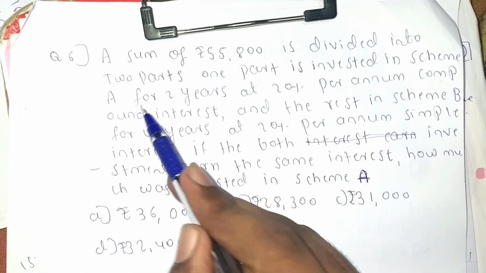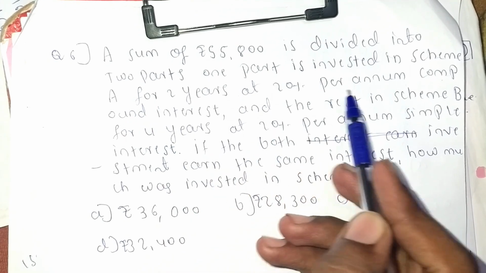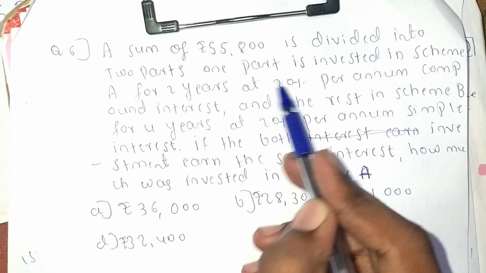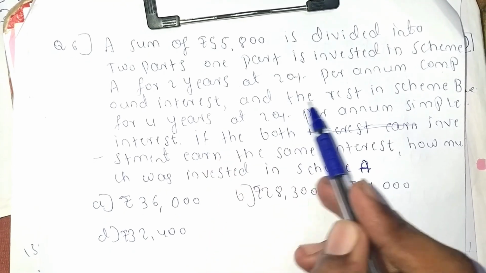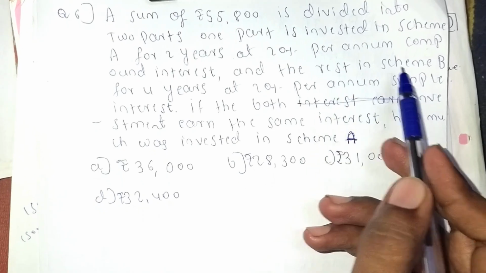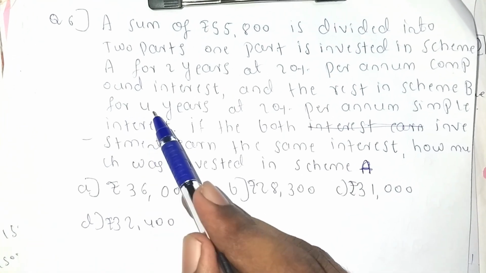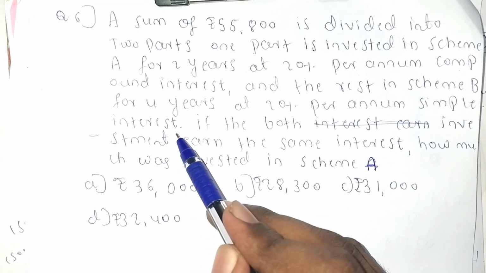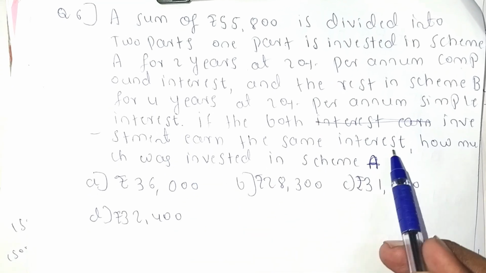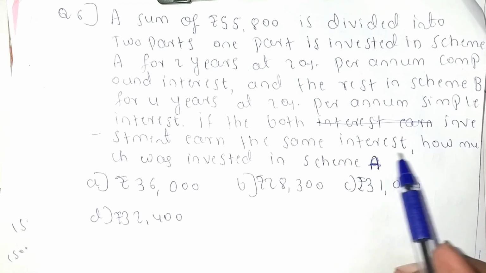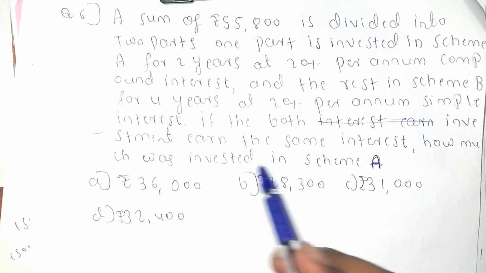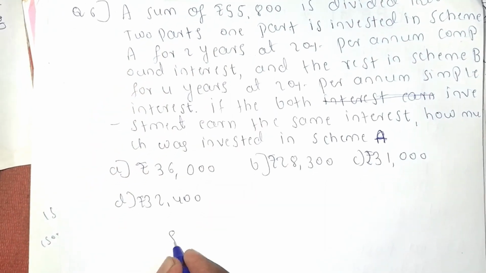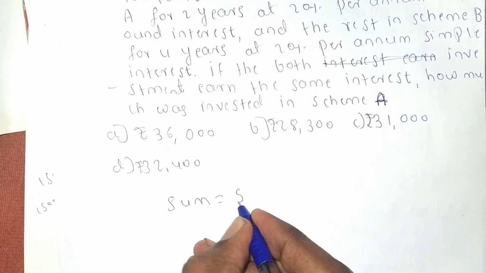Here a sum of 55,800 is divided into two parts. One part is invested in scheme A for 2 years at 20% per annum compound interest. First we apply the compound interest at 20% for 2 years, and the rest in scheme B. In scheme B we invest for 4 years at 20% per annum simple interest. If both investments earn the same interest, then how much was invested in scheme A?